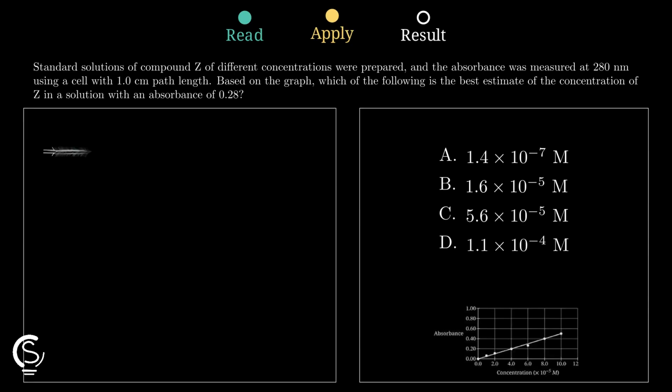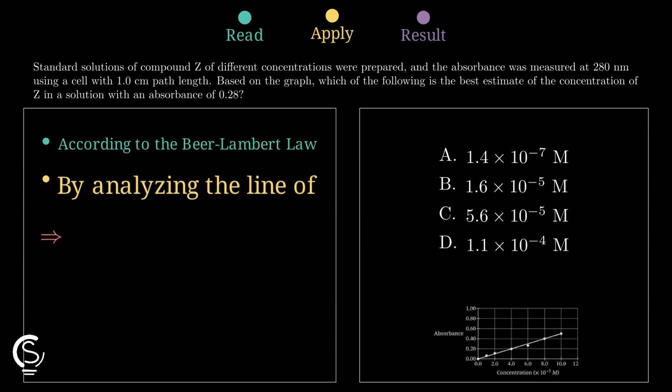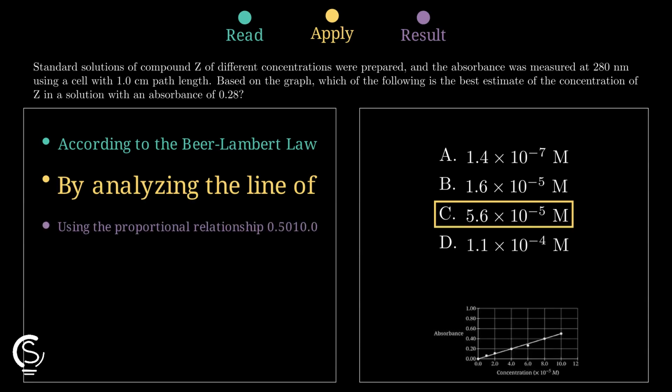Now read the graph at an absorbance of 0.28 and trace across to the line. Then drop down to concentration, because that matching point gives the best estimate directly. Since the graph is linear, the concentration paired with 0.28 lands around 5.6 × 10^-5 molar, so that matches option C.